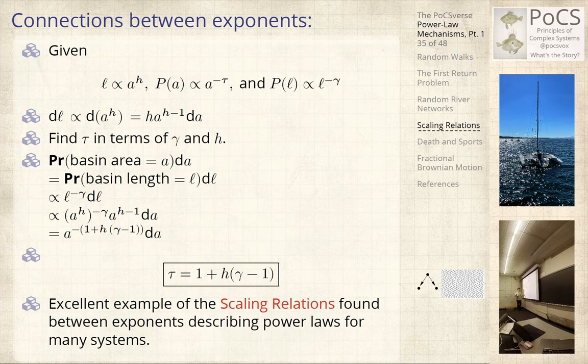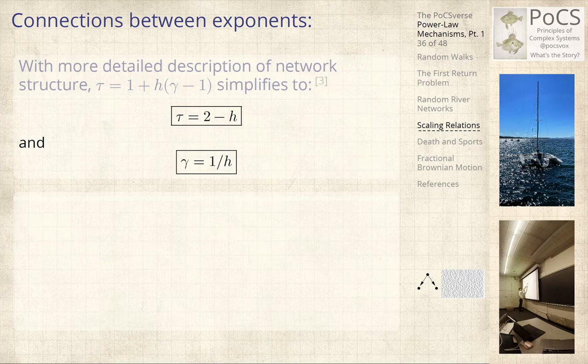Some other work will give you this, that in fact, tau is 2 minus h. So if you had 2/3, 2 minus 2/3 is 4/3. And if you put 2/3 in here, you get 3/2. This is a bigger deal, because now we can say, if we have a bunch of different kinds of basins, what's its Hack exponent? What is this little h for this one? This little h for this one.